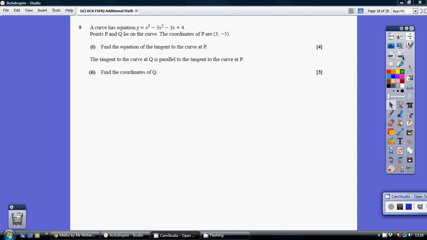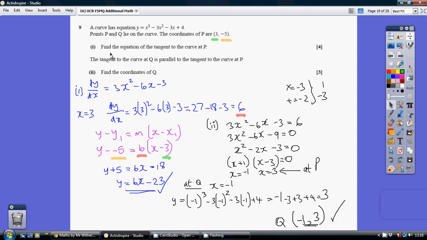Question 9. So we've got to find the equation of the tangent to the curve at point P. So we're going to end up using the big formula y minus y1 equals m(x minus x1). That's always our go-to formula when we've got to work out any straight line, and obviously a tangent is a straight line. So what do we need to use this formula?